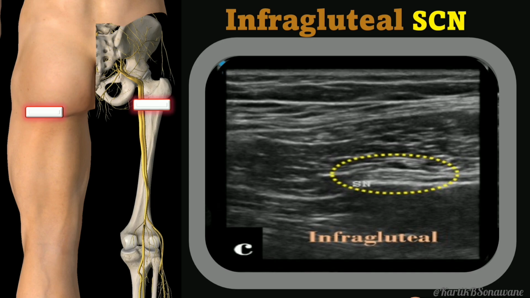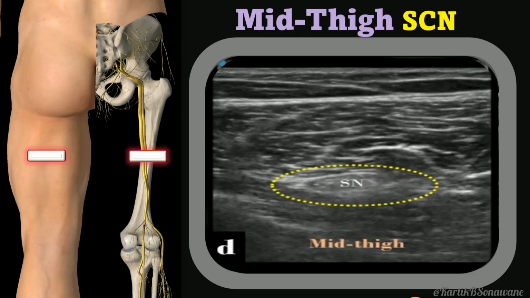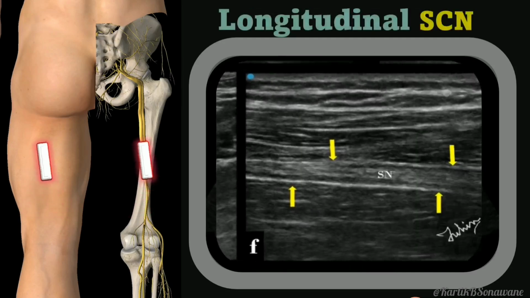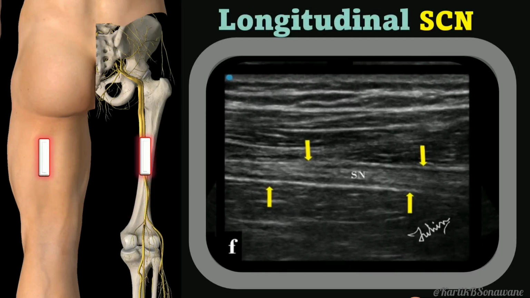Then sciatic nerve scanning in the mid-thigh location. Sciatic nerve at the popliteal sciatic location. Longitudinal scanning of the sciatic nerve in the mid-thigh showing alternate hyperechoic bands and clearly visible nerve echo texture.